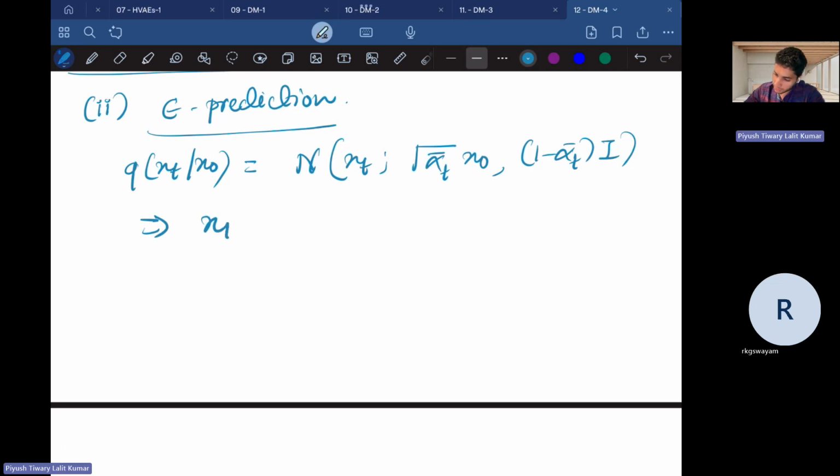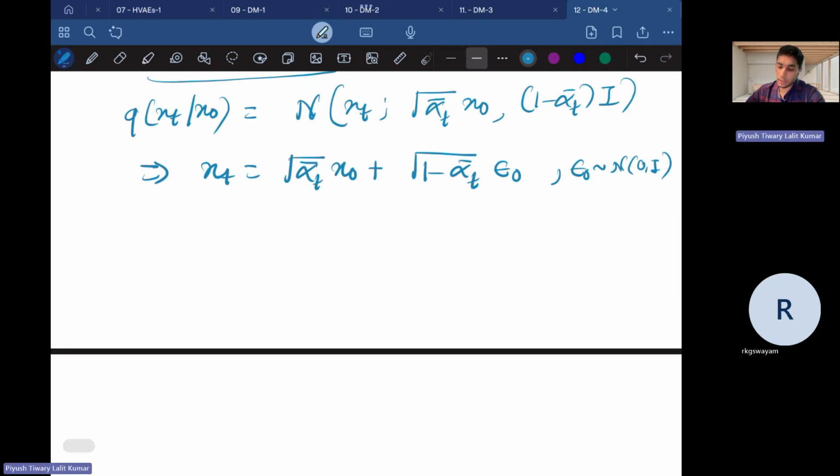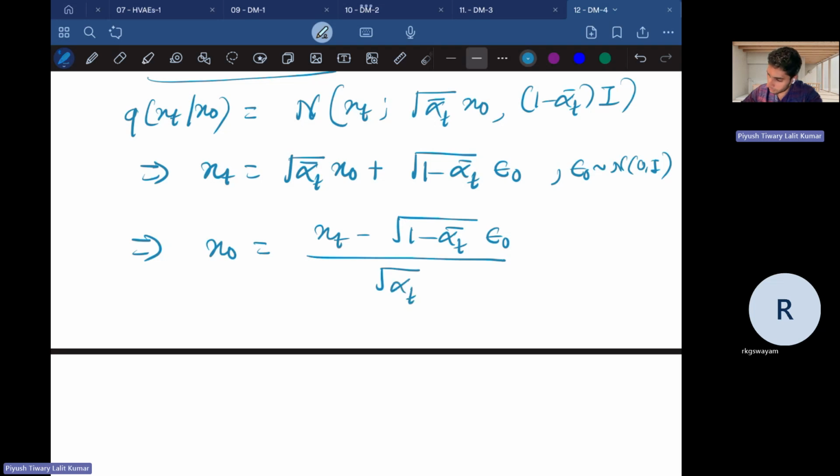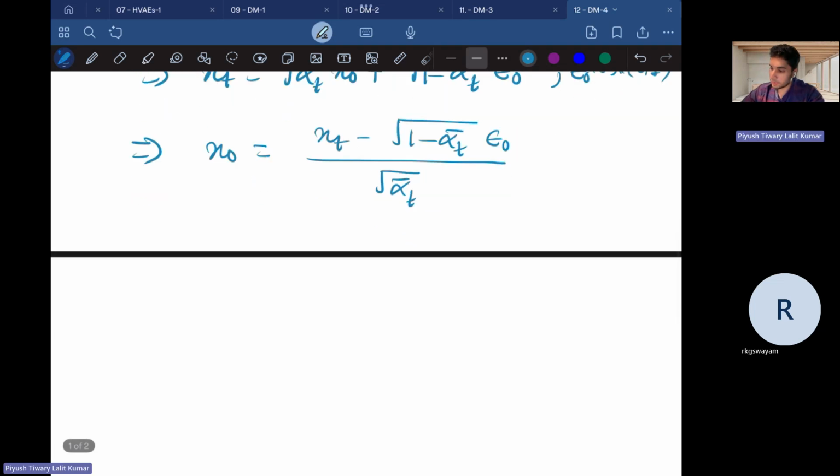Using this, you can directly write xt as root of alpha t bar x naught plus square root of 1 minus alpha t bar epsilon naught, where epsilon naught is coming from Gaussian 0, I. From here, you can directly write what is x naught. X naught here is xt minus square root of 1 minus alpha t bar epsilon naught, divided by square root of alpha t bar. This is what x naught is. Let's keep this in mind.